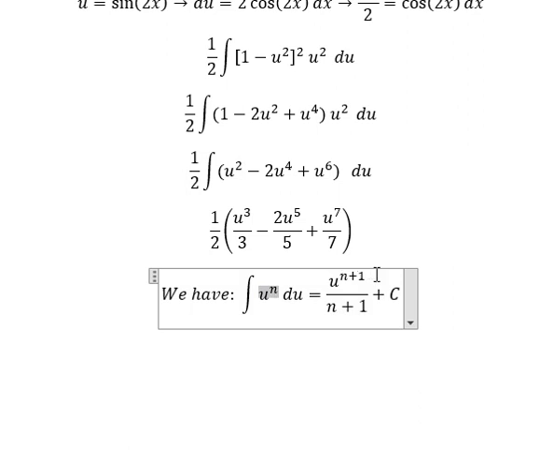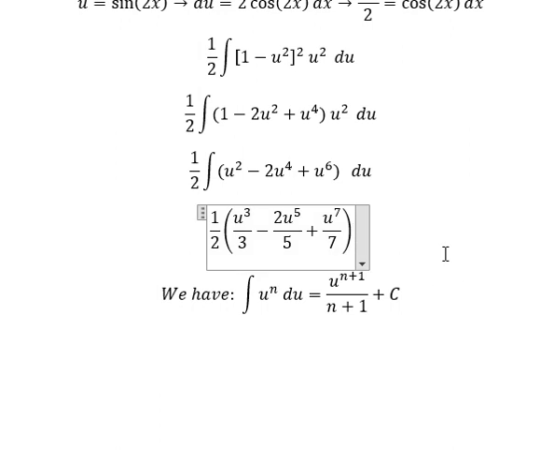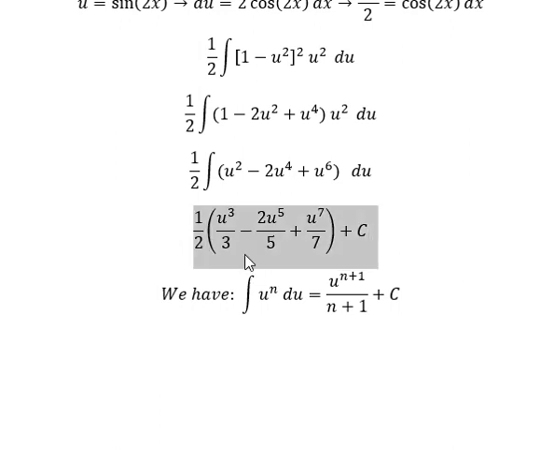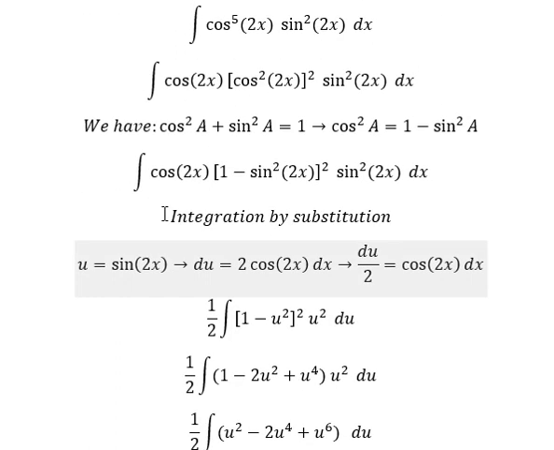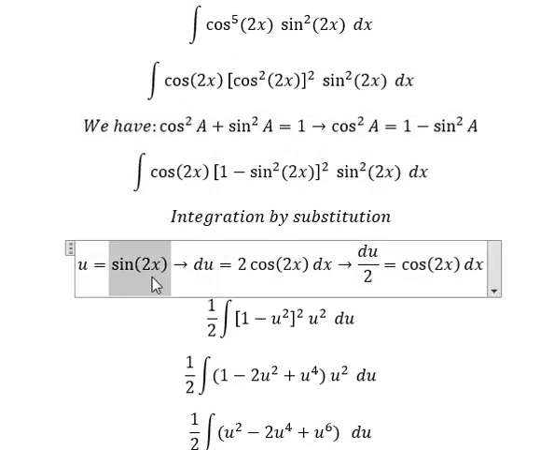So 2 plus 1 we have number 3. 4 plus 1 we have number 5, and so on. Then u is equal to sine 2x.